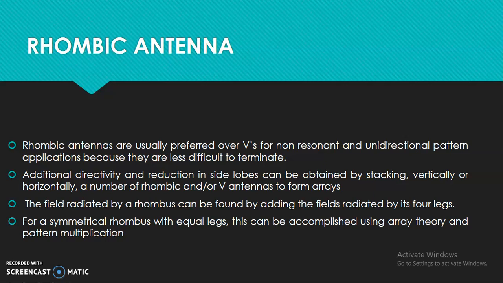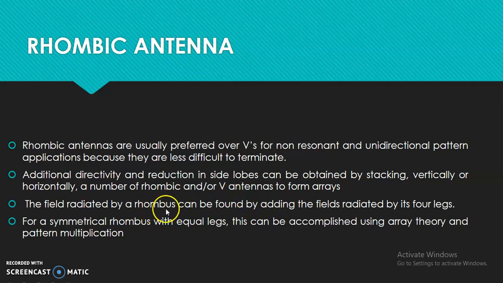Additional directivity and reduction in side lobes can be obtained by stacking vertically and horizontally a number of rhombic or V antennas to form arrays. That is, we can have arrays of these antennas to get additional directivity and reduction in the side lobes. We know that we don't want so many side lobes. We try to remove the side lobes. Why? Because it will not give a positive output. So we want to reduce the number of side lobes. This can be achieved by making this into an array form.